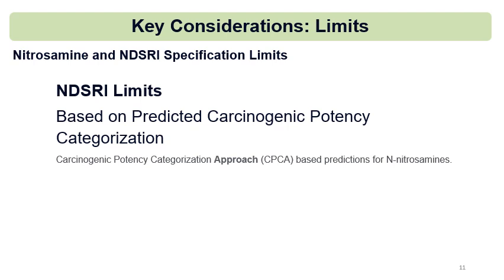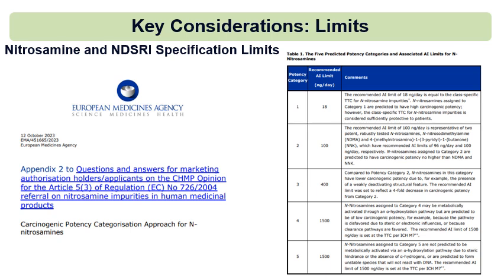Now NDSRI limits are based on the predicted carcinogenic potency categorization, that is called the carcinogenic potency categorization approach, that is CPCA-based predictions for nitrosamines and the NDSRIs. So here I have included a reference from the EMA guideline, question and answer for marketing authorization holders or applicants on CHMP opinion for the Article 5 of regulation. So this question and answer document will give you the potency category as 1, 2, 3, 4 and 5.